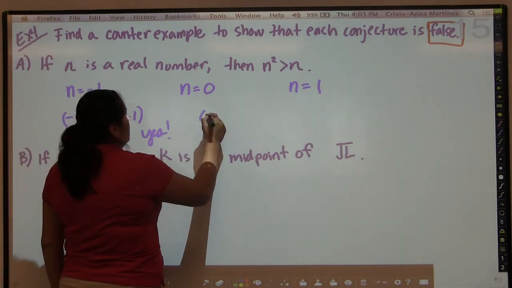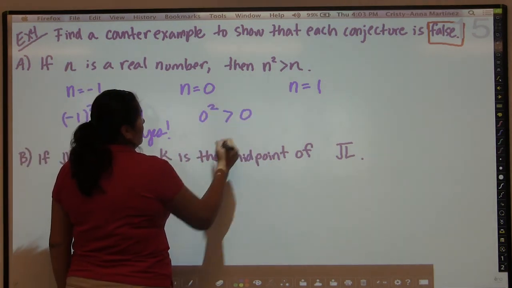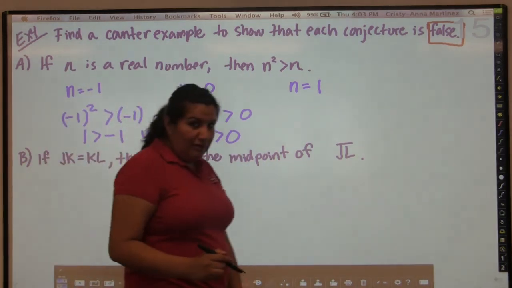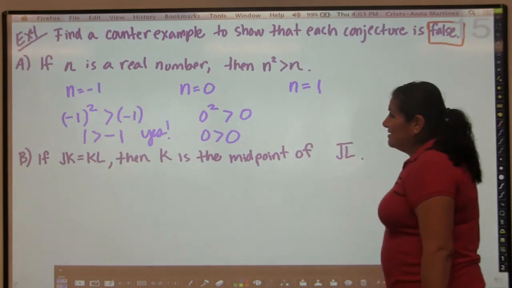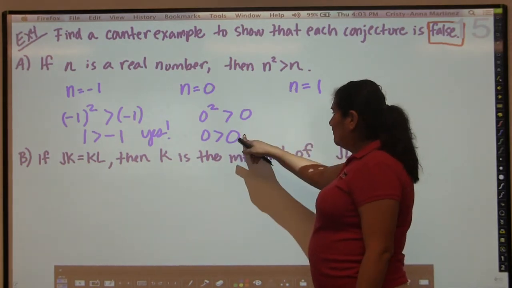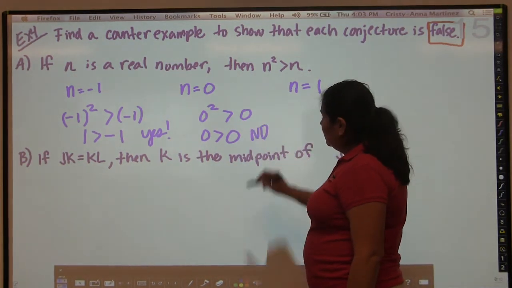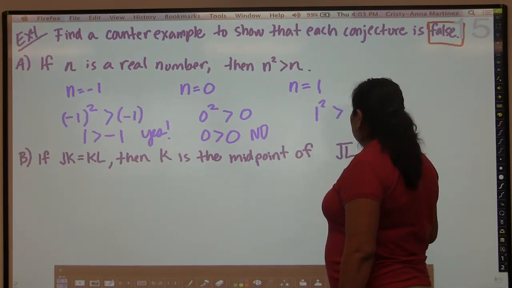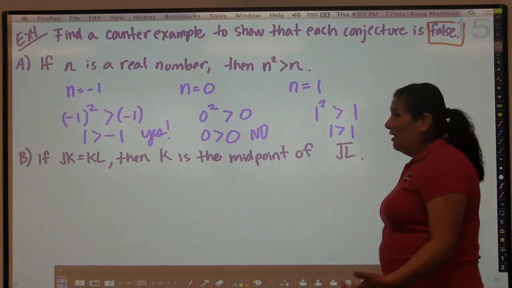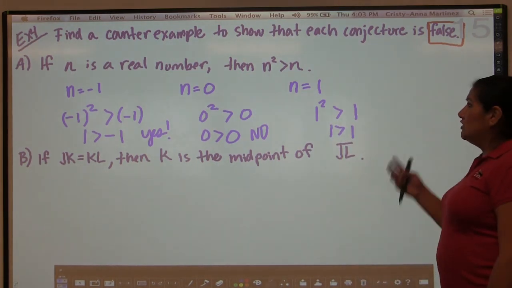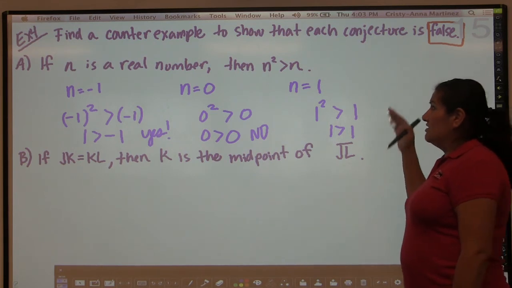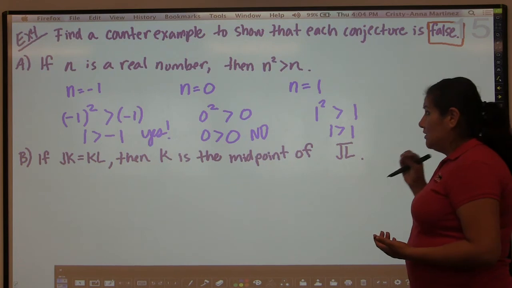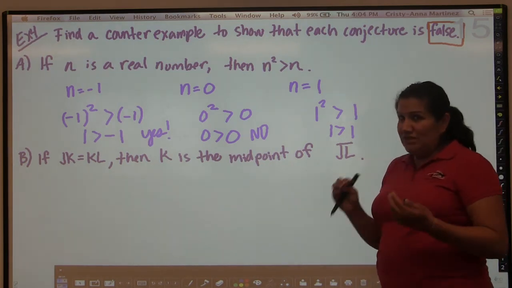What if I had 0? 0 squared is greater than 0. Is 0 bigger than 0? No, 0 is not bigger than itself. Okay? It's not saying equal to, it says it has to be bigger than. So this is false. Okay? No, 0 is not bigger than 0. And the same thing happens here. What about 1 squared is greater than 1? Is 1 bigger than 1? No, 1 is equal to 1, but it's not bigger than 1. So there's two examples that show that this is not a true statement. So that's your job, is to find an example that shows that the statement is not true. Do not sit there and try to convince yourself that it is true.